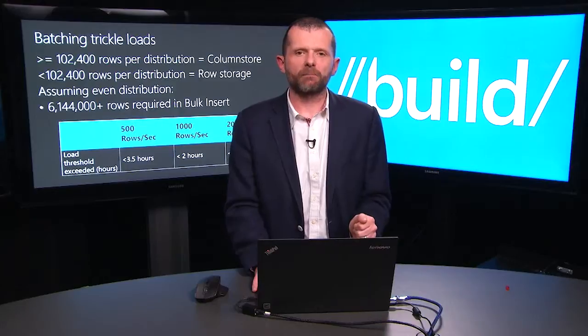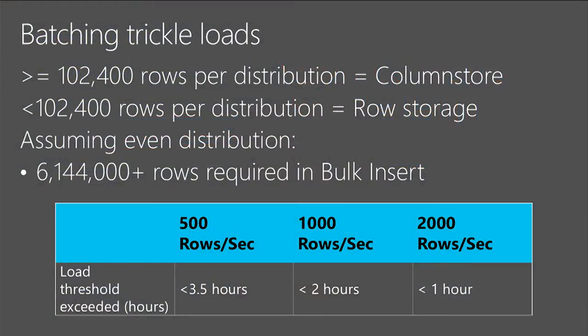Now, when we think about batching those loads and go back to our IoT scenario, one last thing to think about is really around the batch size. Trickle loads tend to have a potentially very high number of incoming rows that are singleton inserts, and so batching those up makes a lot of sense for us because that's how we can apply the fastest parallelism. Now, if we take 3 examples here, one at 500 rows a second, one at 1,000 rows a second, one at 2,000 rows a second.